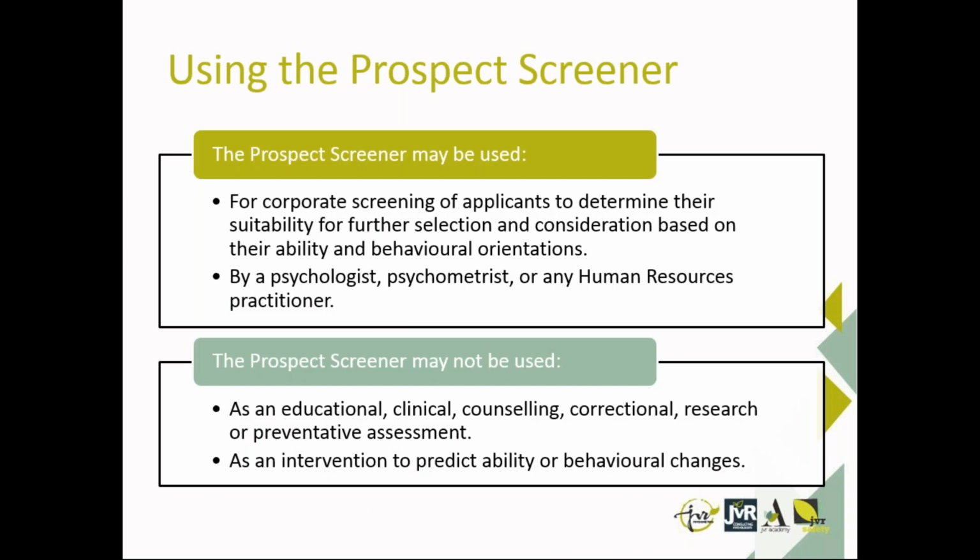So, when should we be using the prospect screener? The prospect screener should be used in corporate settings of applicants to determine their suitability for further selection and consideration based on their ability and behavioral orientation. It may be used by a psychologist, a psychometrist, or any human resources practitioner. Therefore, it is not necessary to be HPCSA accredited when using the prospect screener.